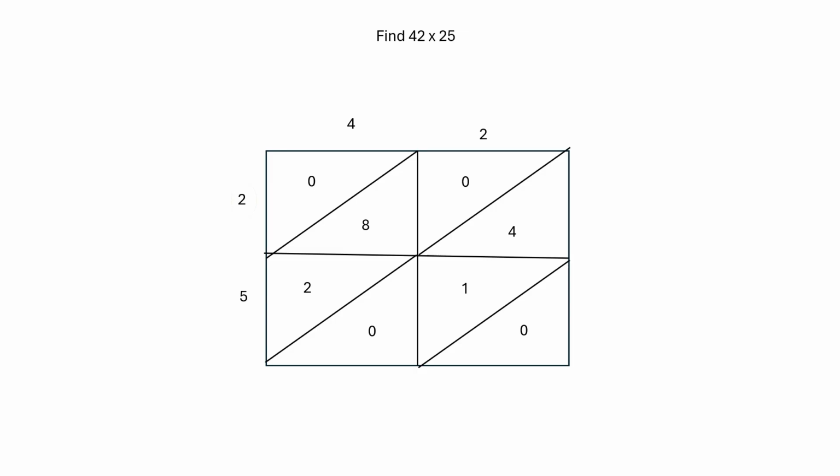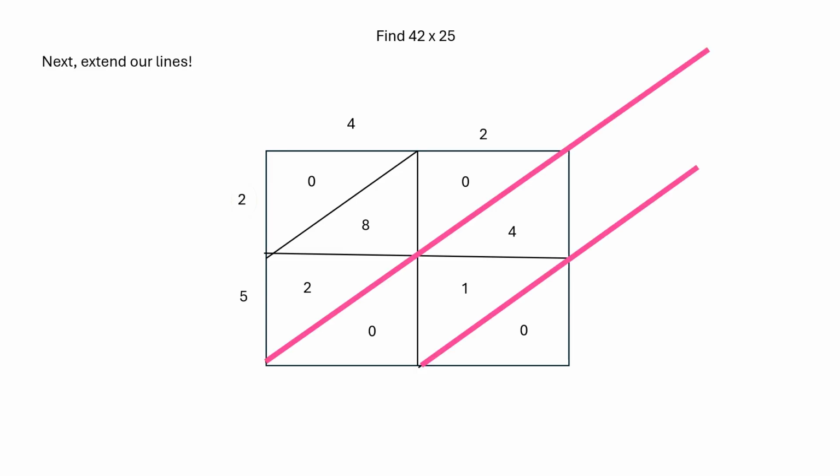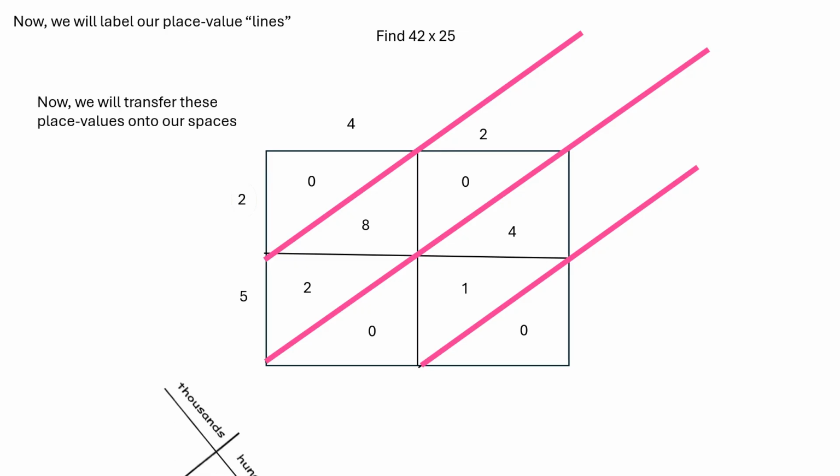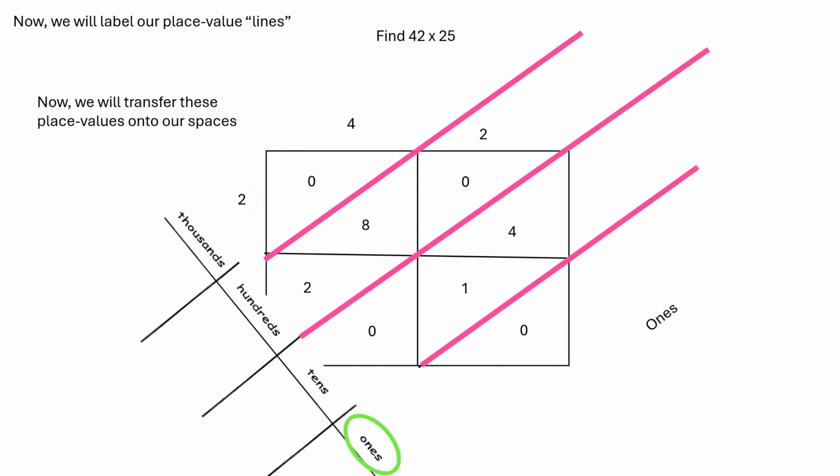The next step is to extend our diagonal lines, as shown here. Now we will label our lines. Think of our typical place value chart, like the one here. And we are just going to transfer those place values onto our spaces here. So the ones go on the bottom of this space, the tens go here on the next line, the hundreds correspond to the next line up, and finally the thousands match up to this top line here.